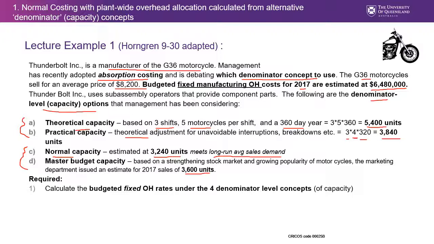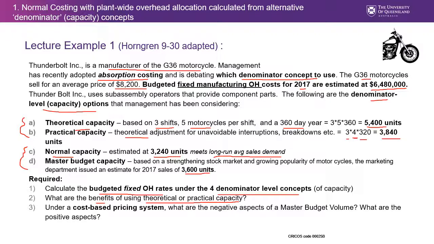So what this question requires us to do is calculate the budgeted fixed overhead rates under these 4 different denominator level concepts of capacity. Then we're going to talk about the benefits of using theoretical and practical capacity, which remember are supply side concepts. And then under a cost-based pricing system, what are the negative aspects of using master budget volume, which is a demand side capacity level, and what are the positive aspects?